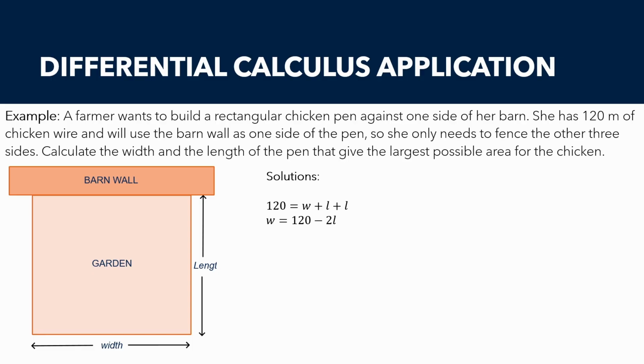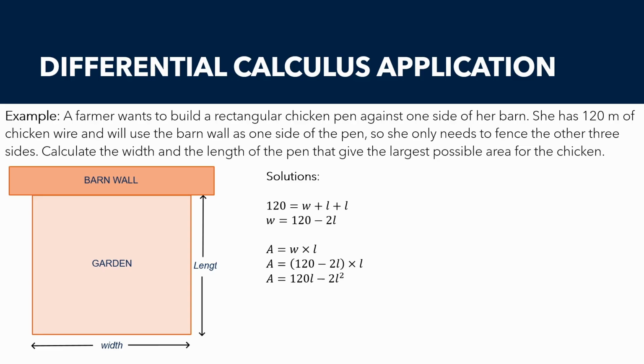I'm just going to leave the length as it is and write down the area formula for a rectangle. Area is given by width multiplied by length for a rectangle. And for width, I'm going to substitute in the width that I've calculated, which is 120 minus 2L, all multiplied by L. And hence I will get an area of 120L minus 2L squared.